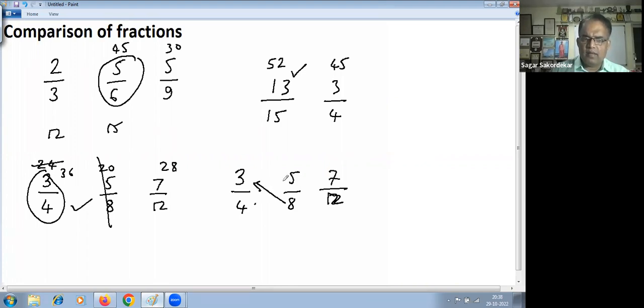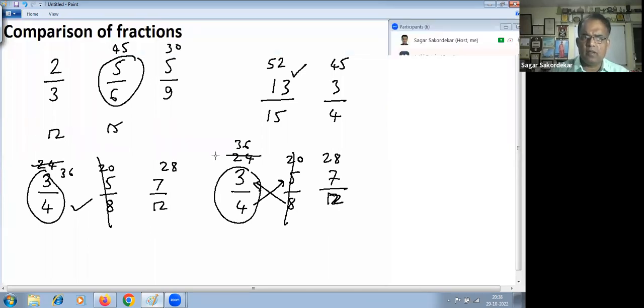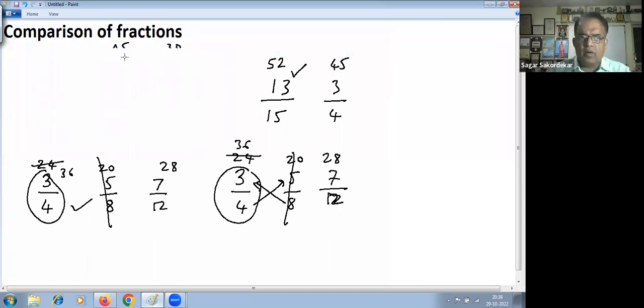Cross multiplication is the method here. This is 3 into 8 is 24. 4 into 5 is 20. So if you compare these two, this is out now. Now you have to compare this and this. 3 into 12 is 36 here. 4 into 7 is 28. 36 is greater than 28. So the answer is 3 by 4. Any doubt? Anybody wants me to explain again? I'm asking because many have answered wrong. I want that next all should get correct. Do it carefully.